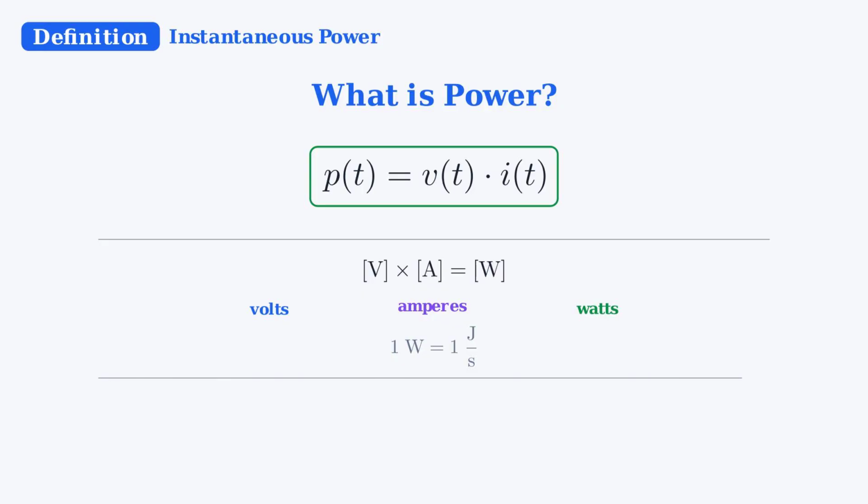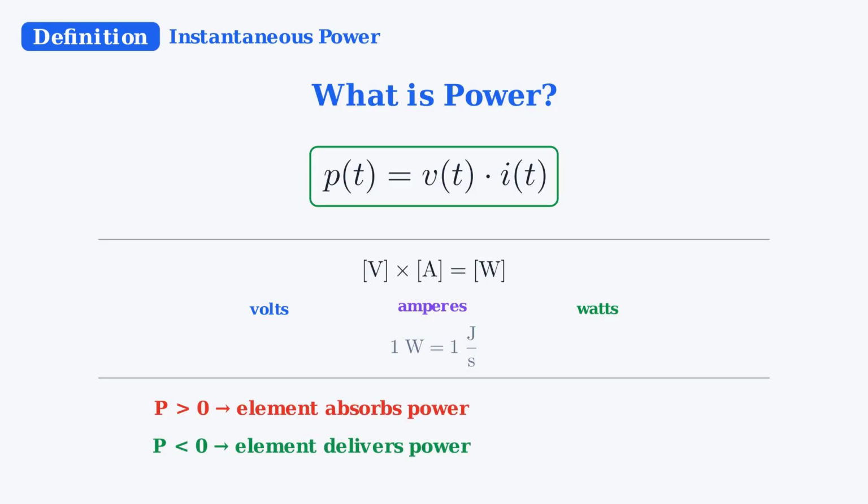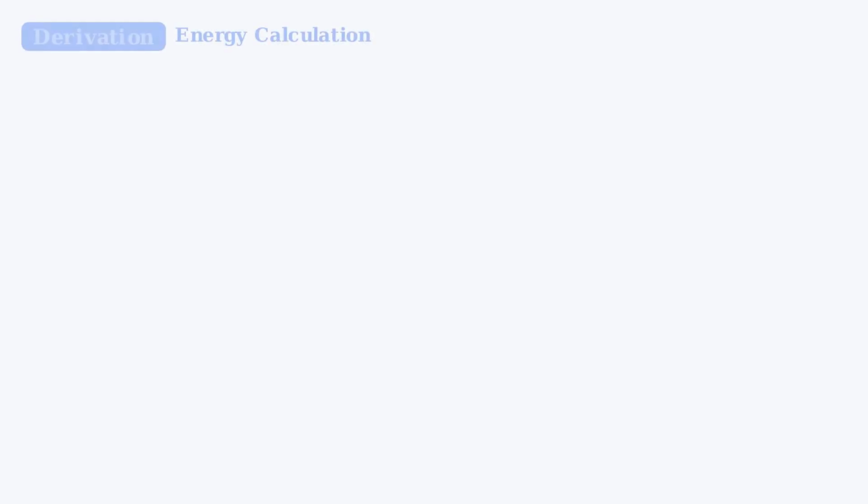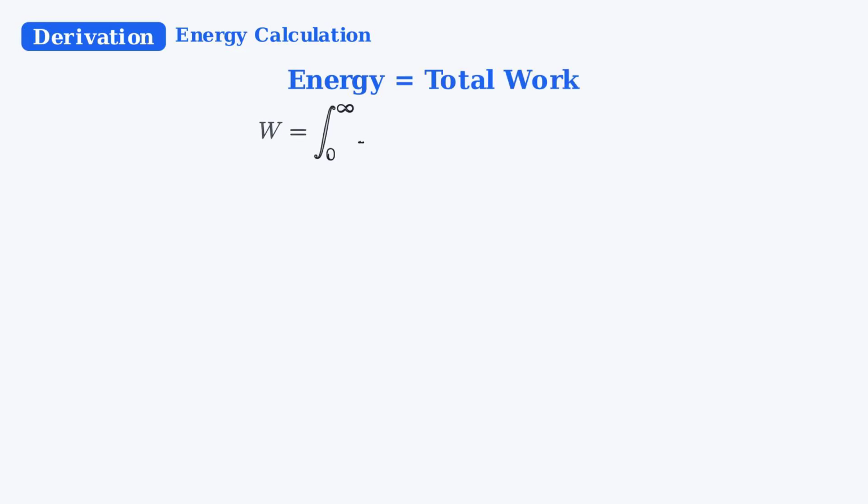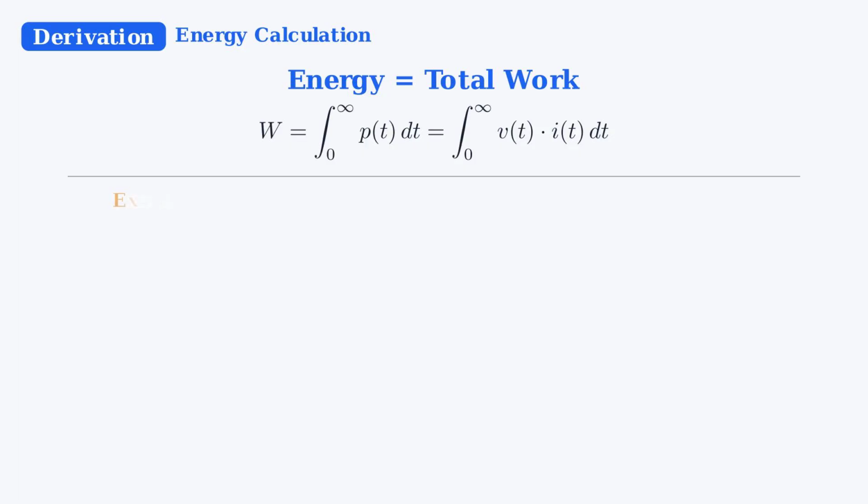If the power is positive, the element is absorbing energy. If negative, the element is delivering energy to the rest of the circuit. Energy is the total work done over time. We find it by integrating power. W equals the integral of P of t dt from 0 to infinity, which is also the integral of V of t times I of t dt.